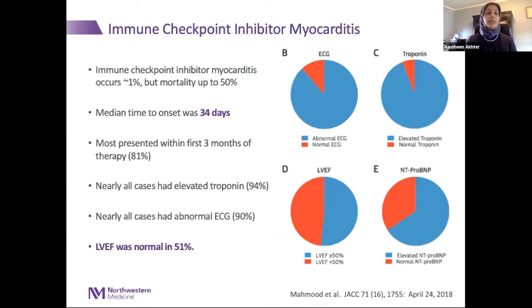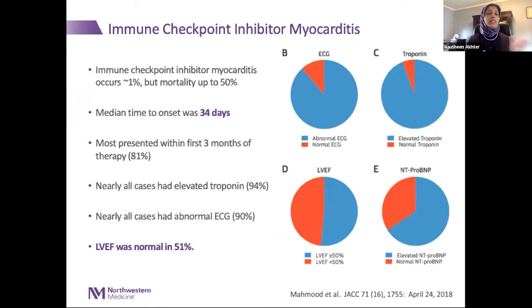Again, very quickly about immune checkpoint inhibitors, they are now being used for triple-negative breast cancer. Myocarditis is kind of the most feared cardiotoxicity. It is extremely rare, occurs in less than 1% of patients, and mortality is thought to be high. Initially, mortality was thought to be even up to 50%, but as we're getting better at recognizing it, mortality rates are lower. The median time of onset is early.